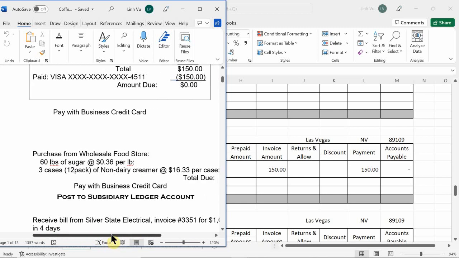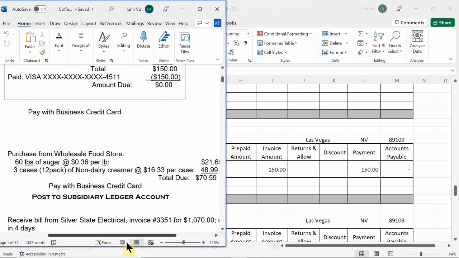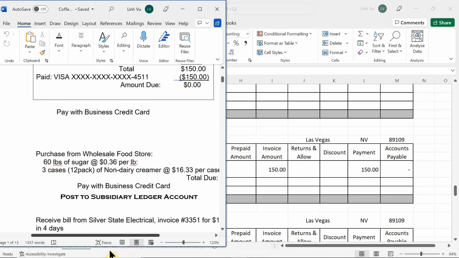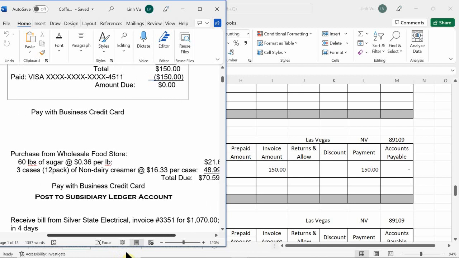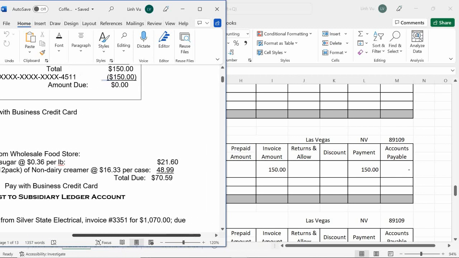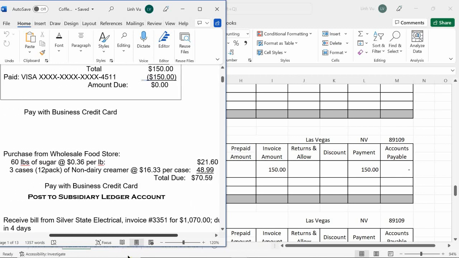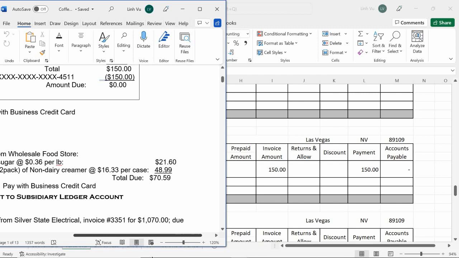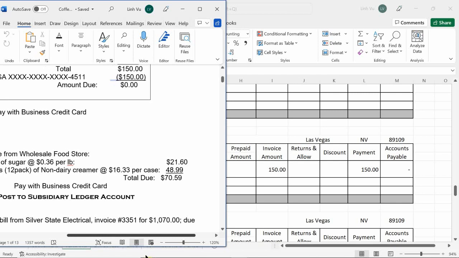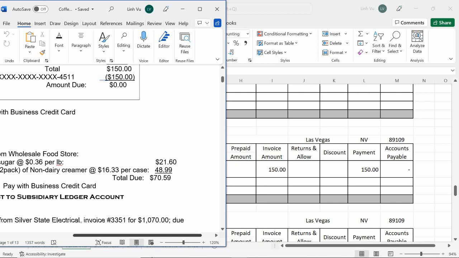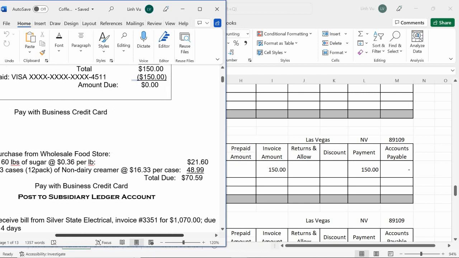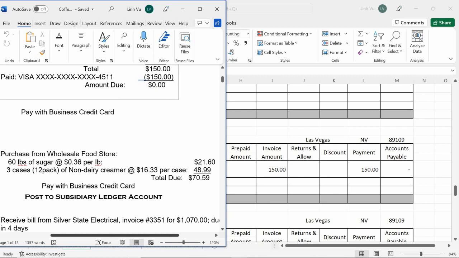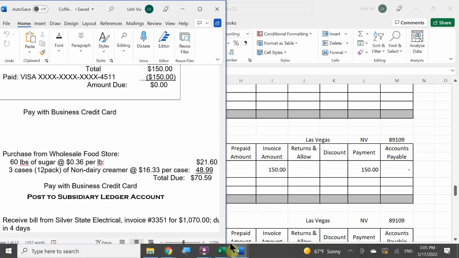All right. Here we purchased from wholesale food store. Okay. We bought 60 pounds of sugar at $1.36 per pound, right? Giving us a grand total of $21.60. And we bought 3 cases of a 12-pack coffee creamer, non-dairy, okay, which cost us $16.33 per case, which gave us a grand total of $48.99, which gave us a grand total due of $70.59. So therefore, we used our business credit card to pay for this. Okay? So, how am I going to record this?